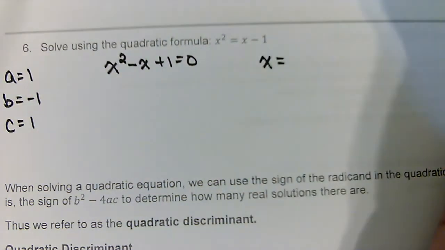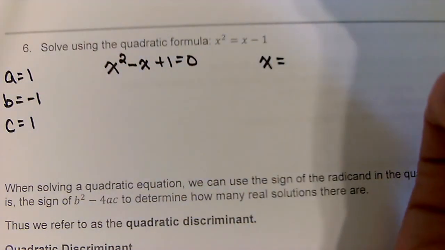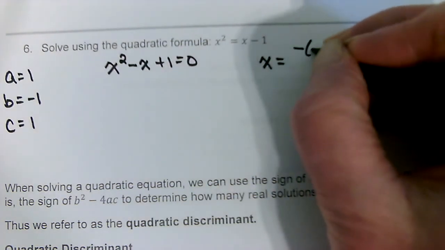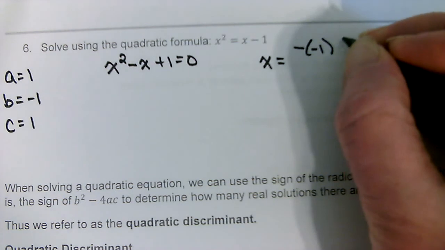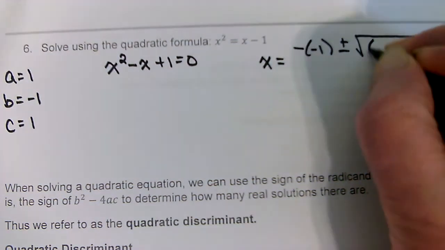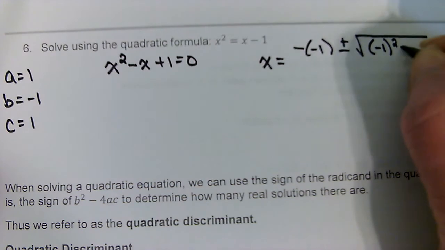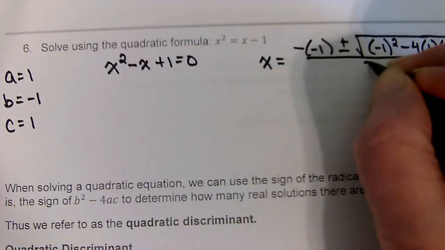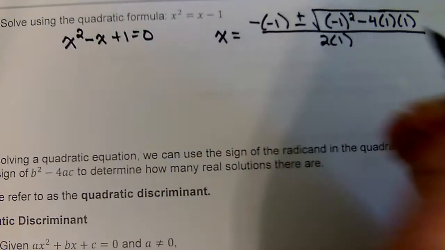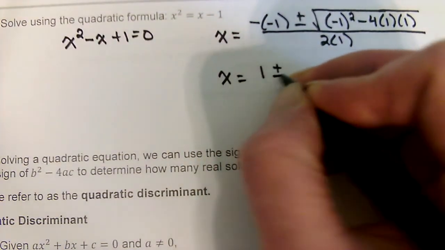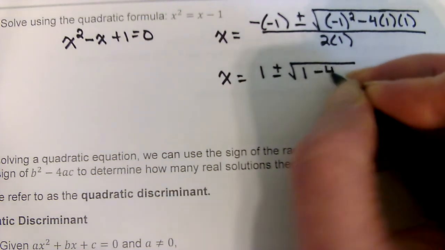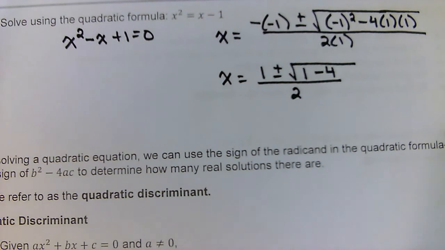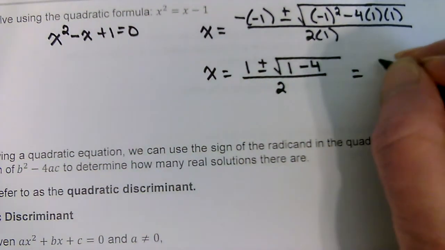Now, just so you know, even if something was factorable, you can use the quadratic formula. And it says negative b plus or minus the square root of b squared minus 4 times a times c all over 2 times a. Uh-oh. 1 minus 4. That gives me a negative number.